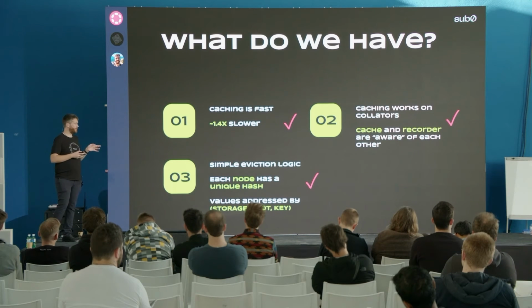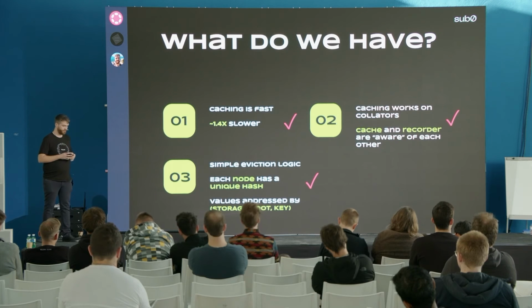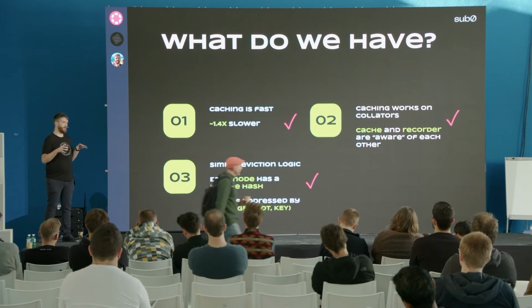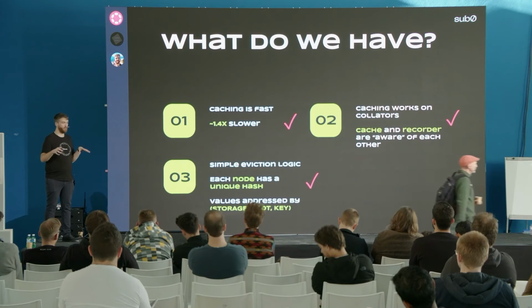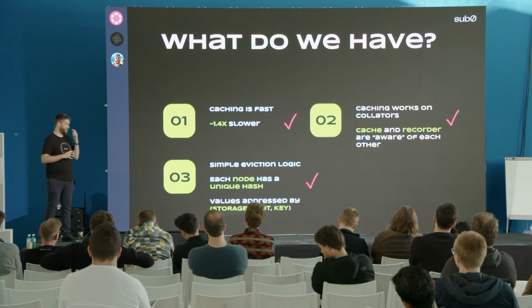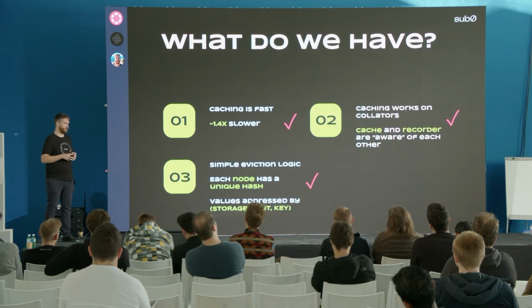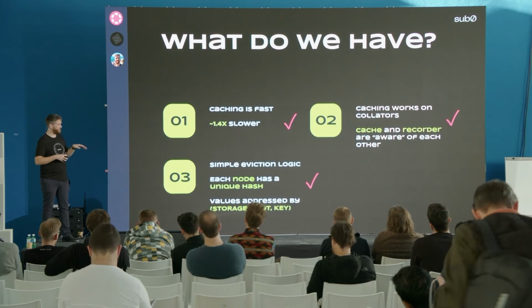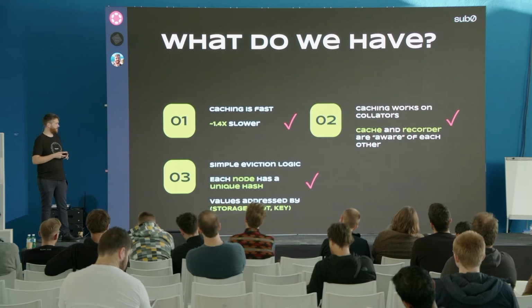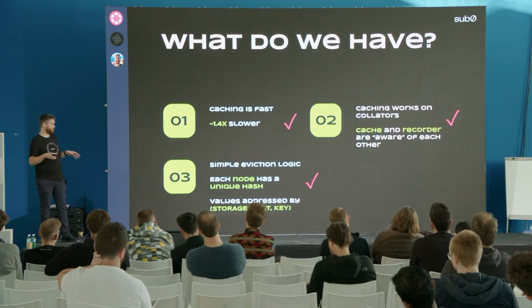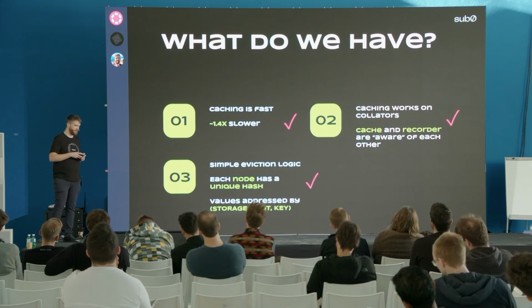To our other 2 requirements: the cache and the recorder are aware of each other. They're both in the same layer, so they can talk to each other. The caching still works on collators. I will explain that in a moment. And to our eviction logic for the node cache: simple. We still have our unique cache for the node.